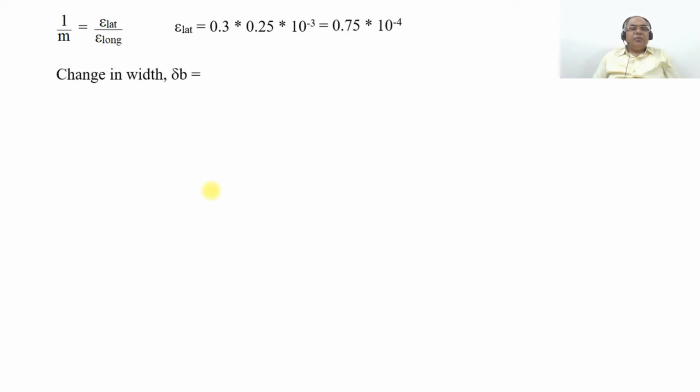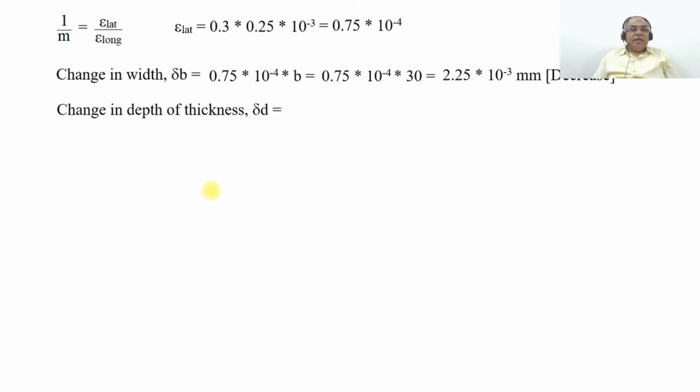What is the change in width? Delta B by B will be equal to epsilon lateral. So delta B will be equal to 0.75 into 10 to the power of minus 4 into B, which will be equal to 0.75 into 10 to the power of minus 4 into 30, which on simplification, you are going to get as 2.25 into 10 to the power of minus 3 mm, which is a decrease in width.